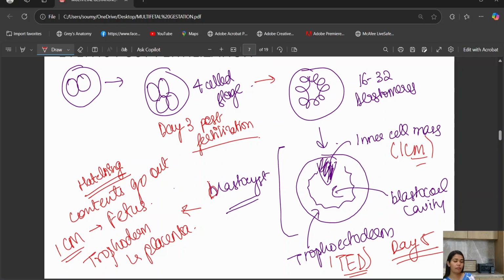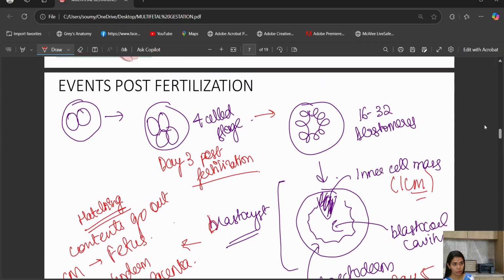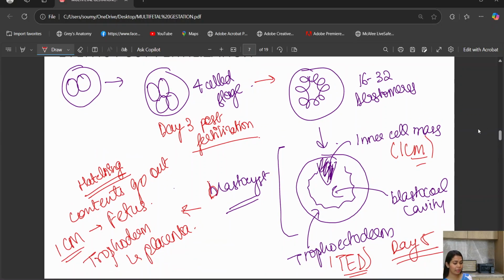Now, why have I described all this? So that I can conceptually teach you how exactly MCDA twins are formed. Again, I want to quickly discuss this post-fertilization event. After the zygote is formed, it splits into two, which is this 2-cell stage. This 2-cell stage goes on to split more to form something called a 4-cell stage. Now when this 4-cell stage occurs at day 3, there are blastomeres formed.